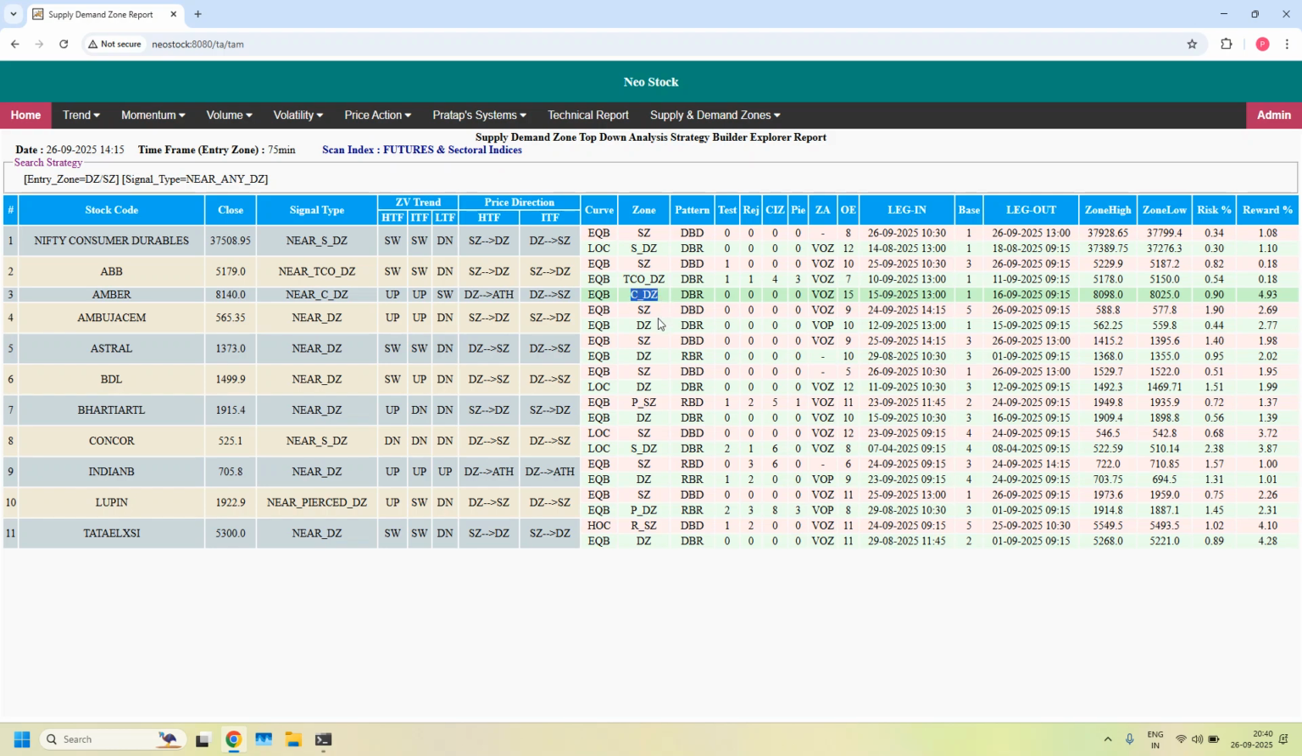Amber is having 75 minutes high liquidity demand zone. Conquer is having 75 minutes high liquidity demand zone. That's it. We identified two 75 minutes high liquidity demand zones from this list.